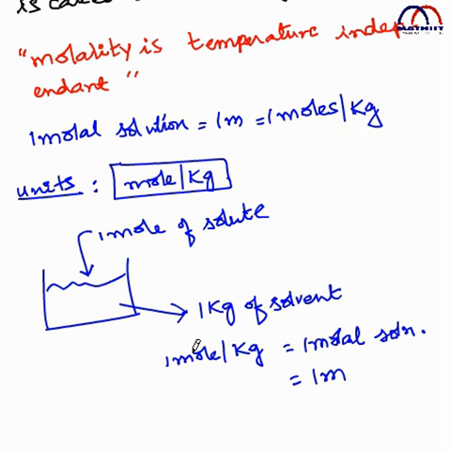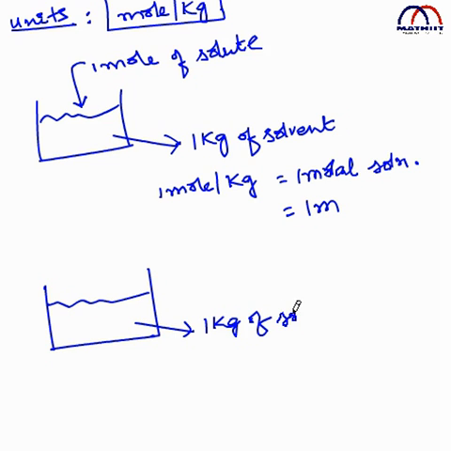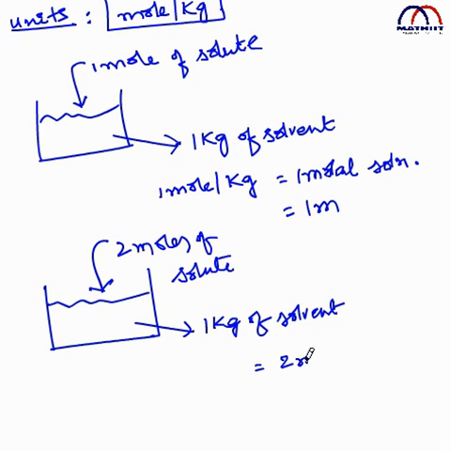Now I will make a small difference. One more vessel I am taking, containing the same 1 kilogram of solvent. If I take 2 moles of solute, then what would be the molality of this solution? Now you can easily answer that this is 2 moles per kilogram. Then I will take it as a 2m solution.